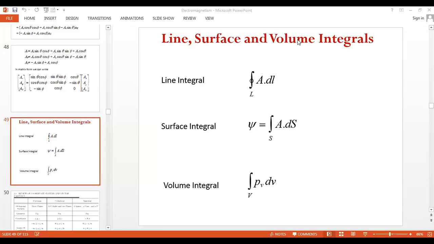Triple integral, volume integral. So this you already know, volume integral. What is the meaning of volume? See, volume is dx, dy, dz. Yes or no? Yes, sir. So of course, this is the triple integral. Okay.